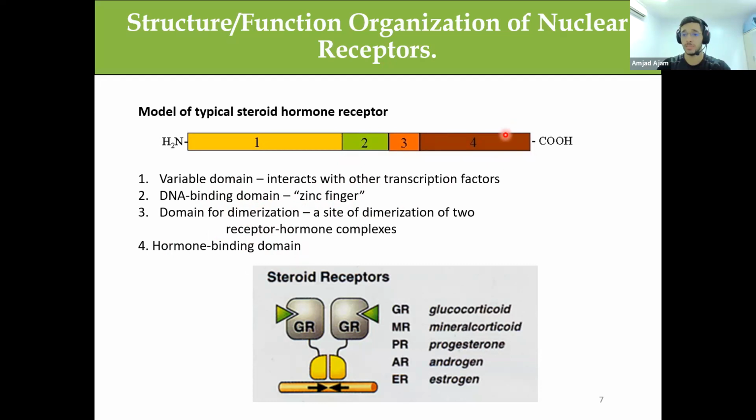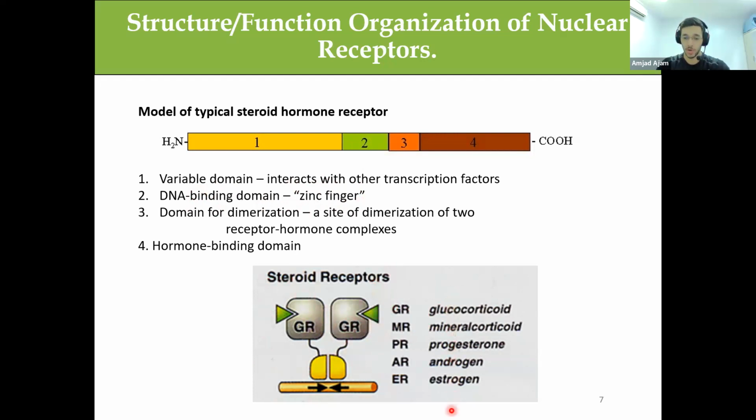Once it is bound, and once we have a hormone receptor complex, it will enter the nucleus and bind to the DNA through number 2, which is the DNA binding domain, the zinc finger motif. So this is the steroid receptor, those two.